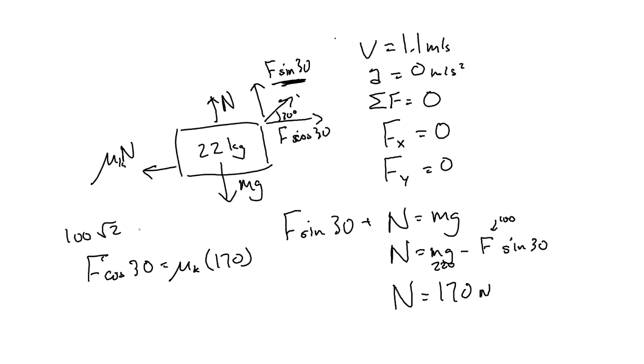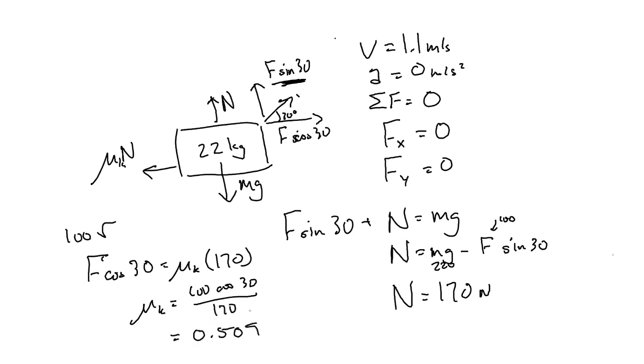Oh, wait, no. Oh, whoopsies, that's not square root of 2. I'm sorry. This is going to be equal to 100 cosine of 30 divided by 170, and that's going to give us mu of k is going to be equal to 100 cosine of 30 over 170, which is going to be equal to 0.509.